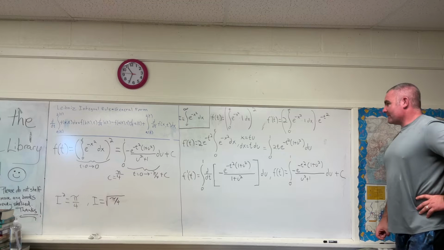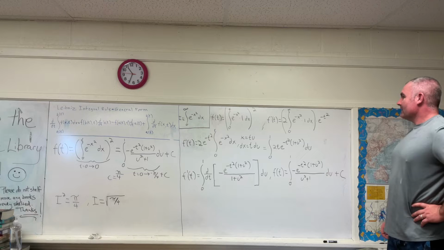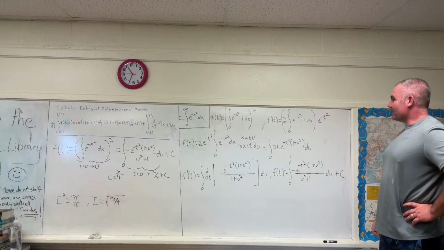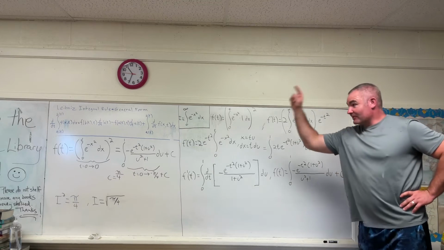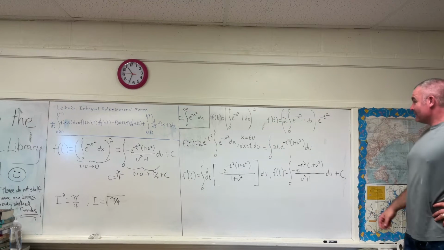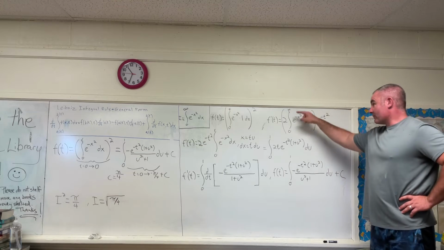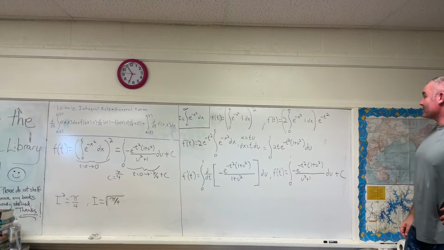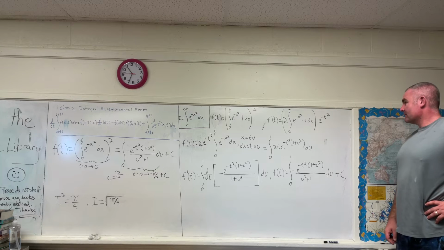Our next step is to differentiate both sides of that with respect to t. And if you use the power rule and the chain rule and the Leibniz rule over there, you'll get that f prime of t is equal to 2 times the integral from 0 to t of e to the negative x squared dx times e to the negative t squared.